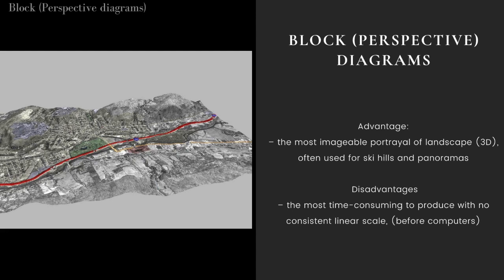Next, we have block perspective diagrams. Its advantage is it's the most imageable, portrayable of landscape, often used for ski hills and panoramas. Its disadvantage is it is the most time-consuming to produce with no consistent linear scale.